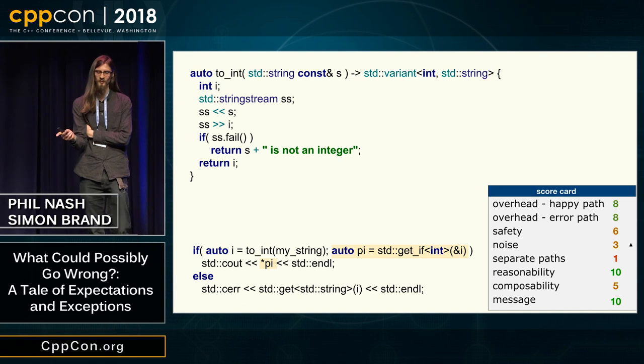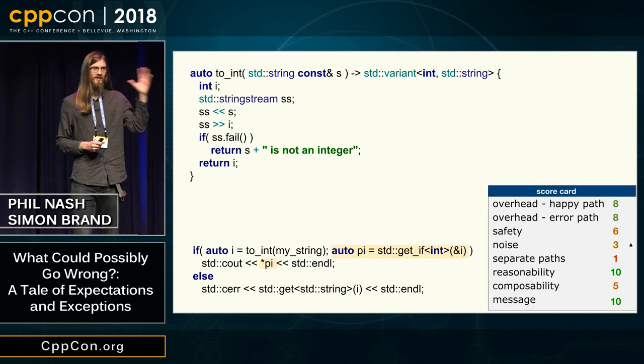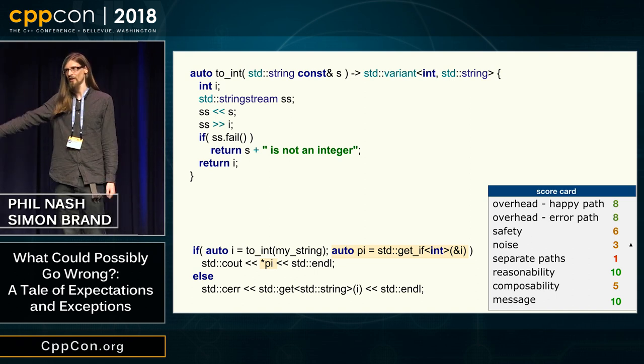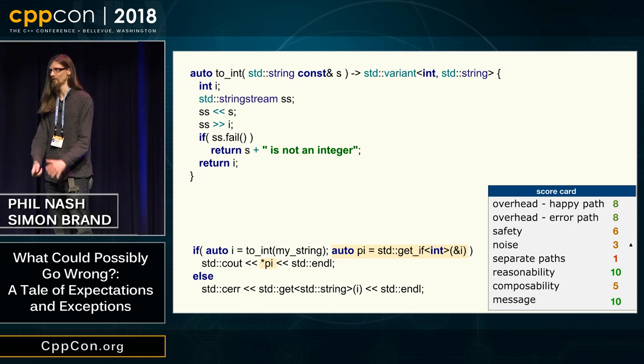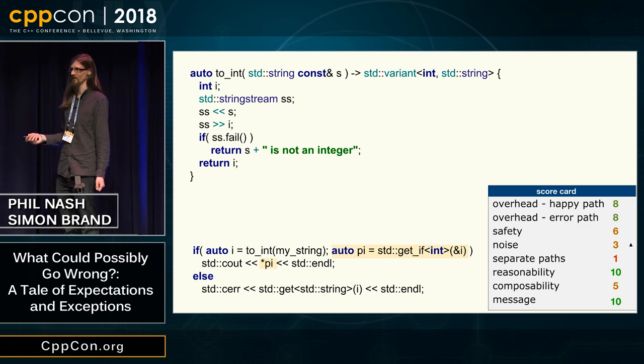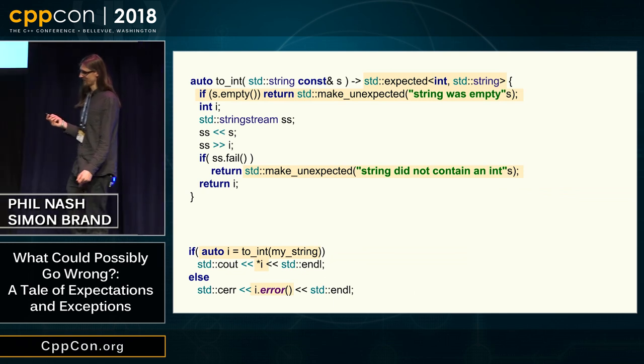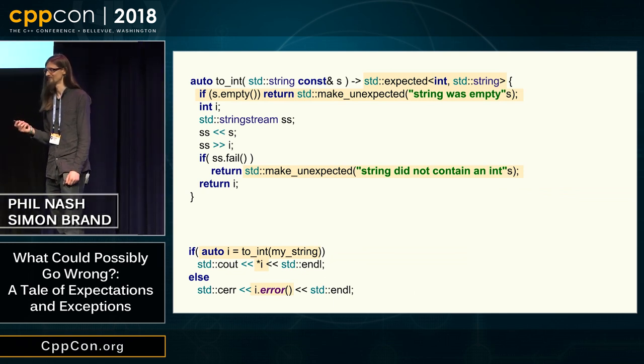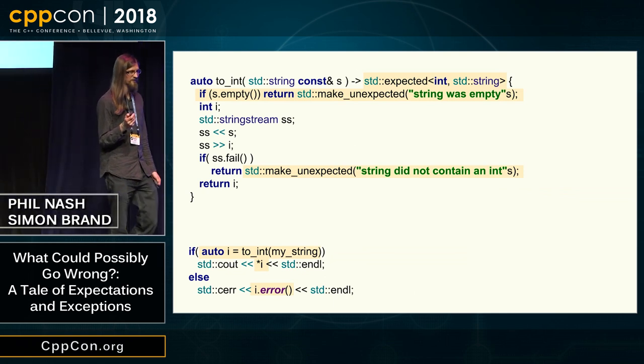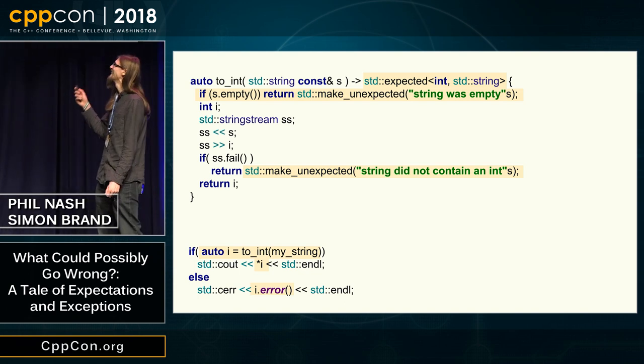Okay, yeah, so we want something which clearly expresses we have the expected type and the unexpected type. So anyone who is in Andrei's talk now knows exactly what I'm going to say. It's std::expected. I wasn't expecting that. Thanks, Phil. You're welcome. Be here all week.